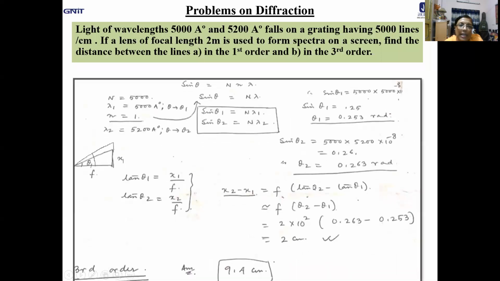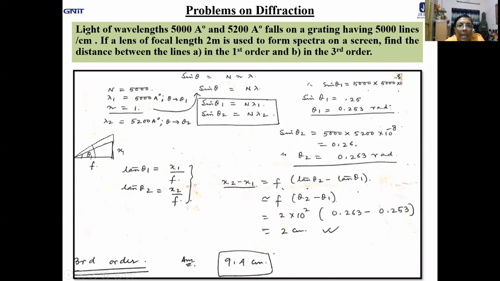Now come to the next question. Light of wavelength 5000 angstrom and 5200 angstrom falls on a grating having 5000 lines per centimeter. If a lens of focal length 2 meter is used to form spectra on a screen, find the distance between the lines in the first order and in the third order.